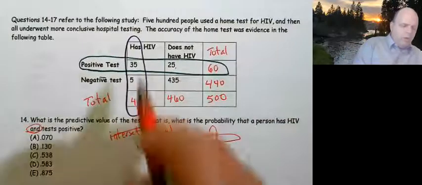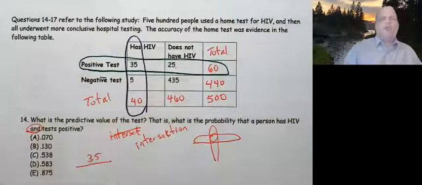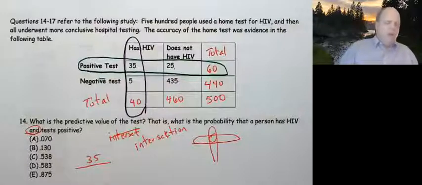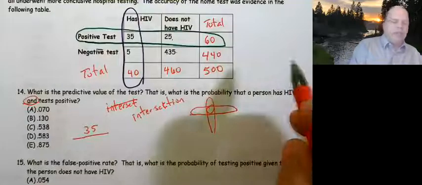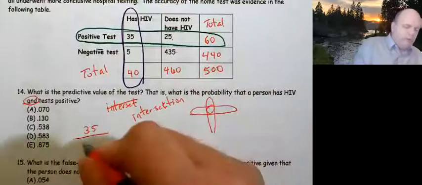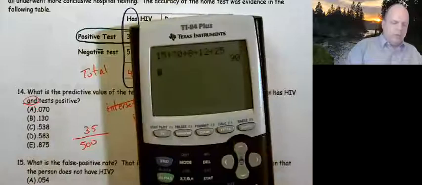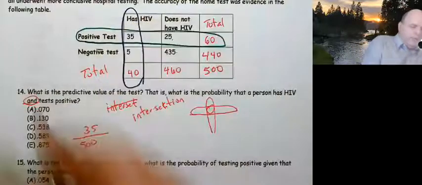So we know that we're dealing with 35. The question here is, what's the denominator? Do they tell us from what group? Do they use the word "of," or "given"? No, we just have a randomly selected person. Since there's no "of" and no "given," it's out of the total, which is 500. So we have 35 out of 500. Go to my calculator real quickly. 35 divided by 500 equals 0.07. I like A for this answer.